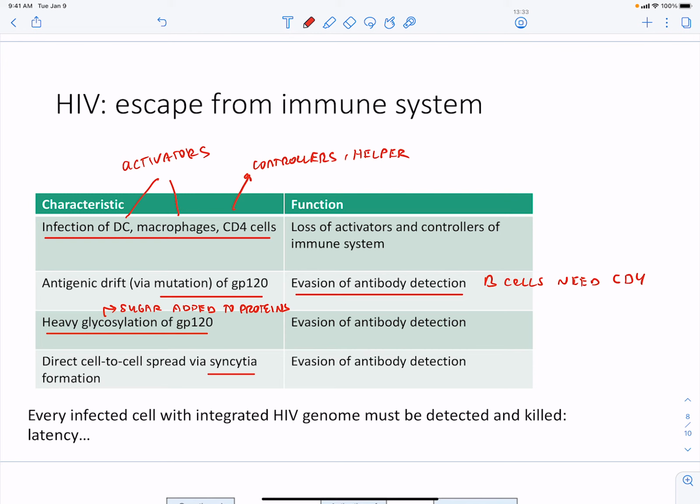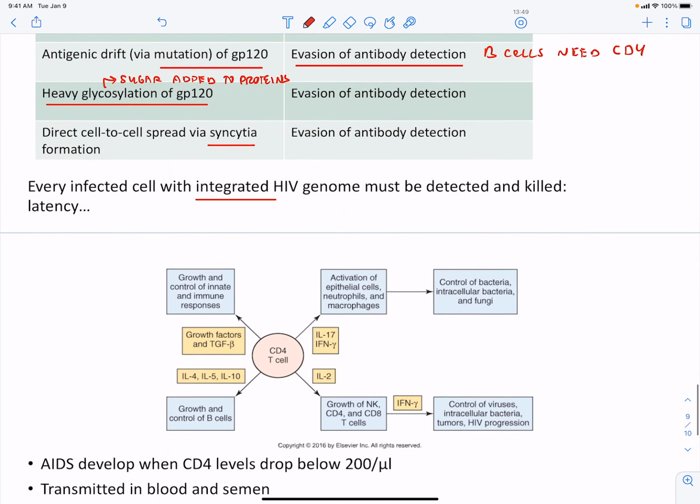Also keep in mind that HIV integrates into the genome. And so because of this, every single infected cell with the integrated HIV genome must be detected and killed. And this is a problem during latency and also when your HIV falls below limits of detection. It's just kind of hanging out.